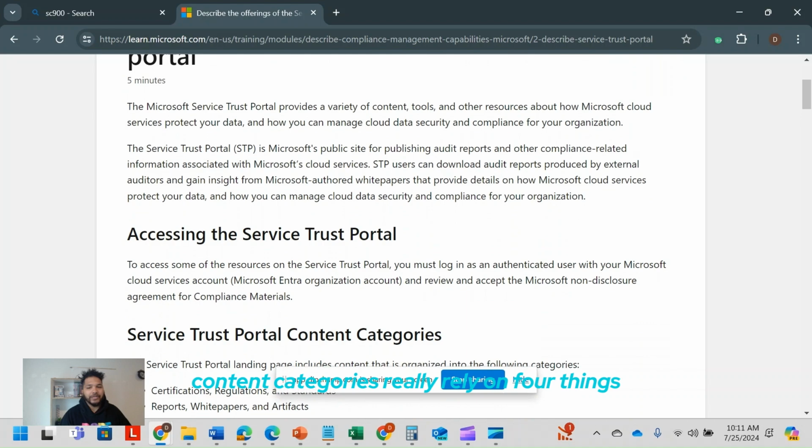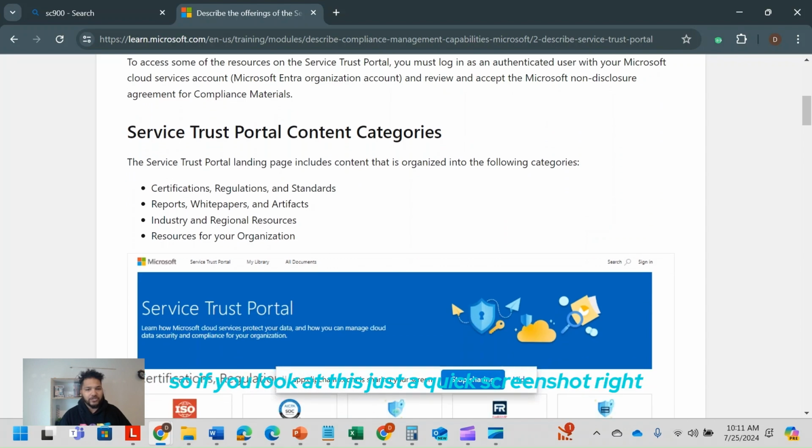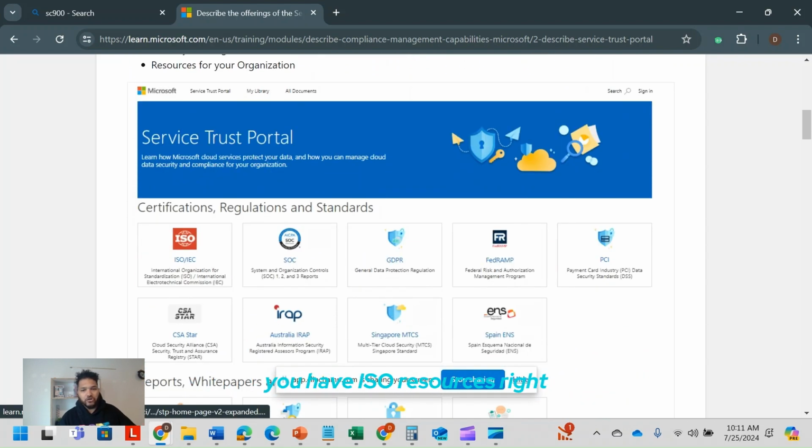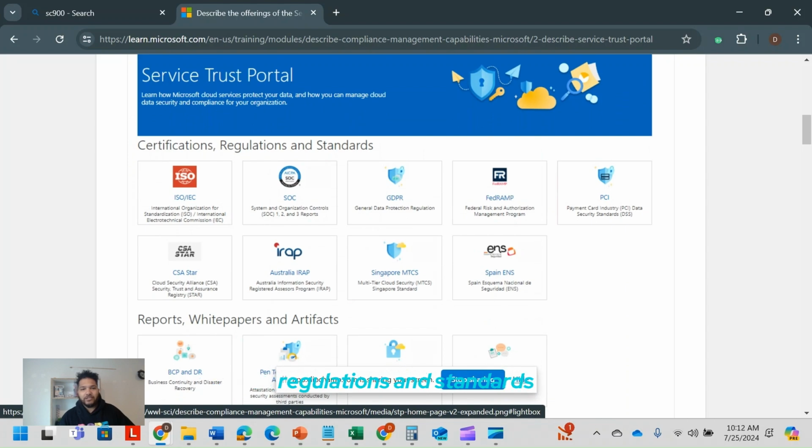Right? Content categories really rely on 4 things, which is certification, regulations, and standards; reports, white papers, and artifacts; the industry or regional resources; and resources just for your organization, right? So if you look at this quick screenshot, you have ISO resources, right? You have SOC. This is all around certification, regulations, and standards, right?